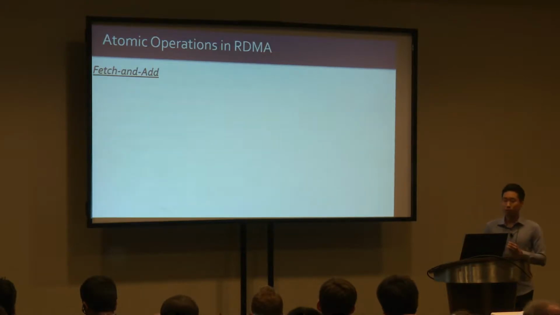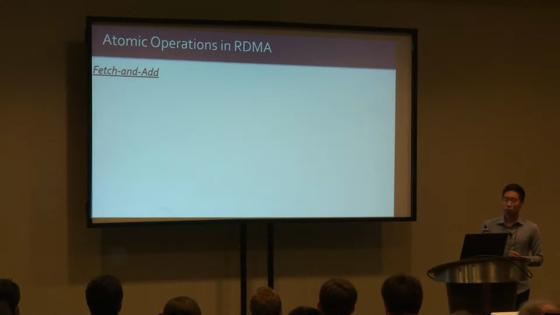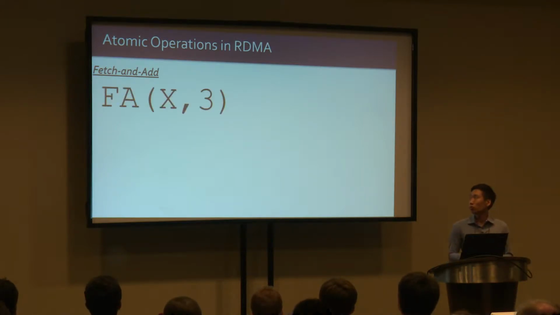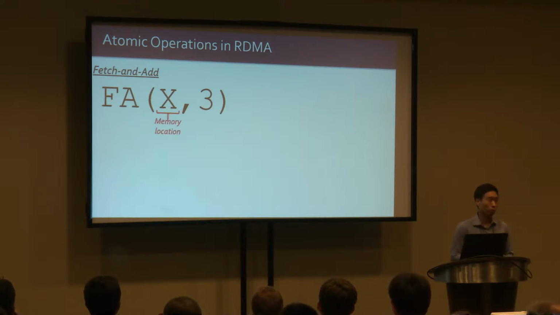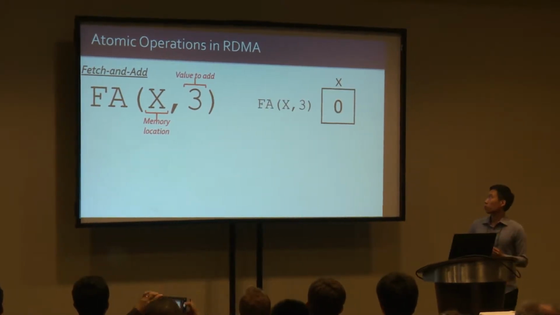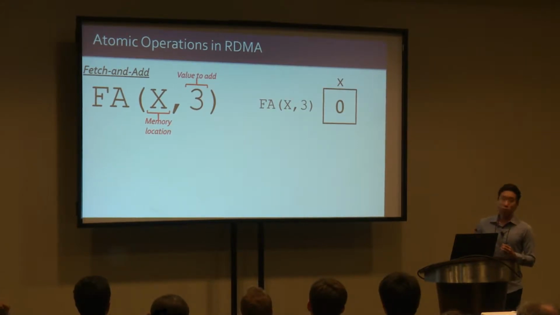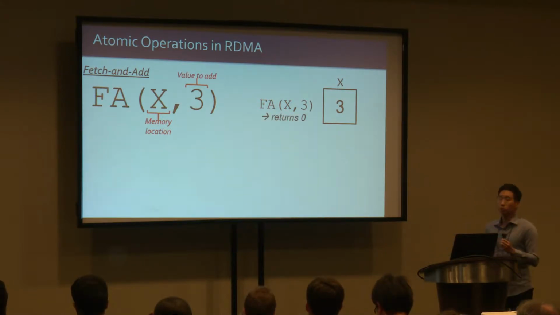Why is that? As I mentioned, there are two types of atomic operations. The first one is fetch and add. This operation takes two arguments. Here x is the memory location, and 3 is the value to be added. In this example, the operation will simply add 3 to x, making it 3, and the operation will return the previous value of x, which is 0.